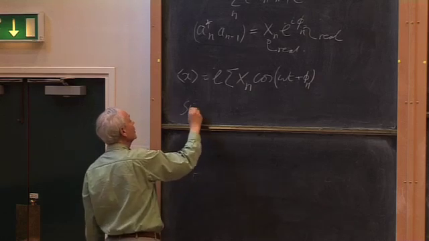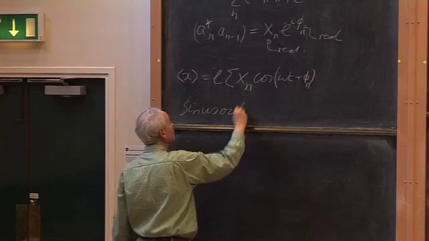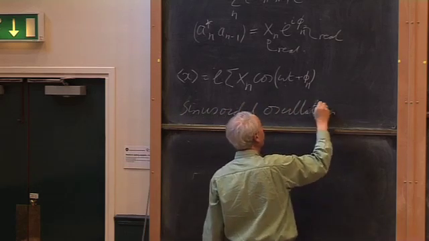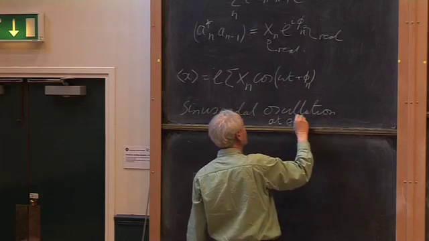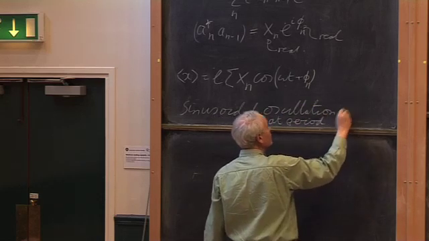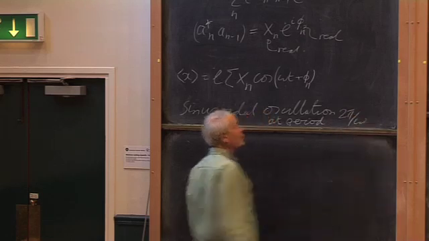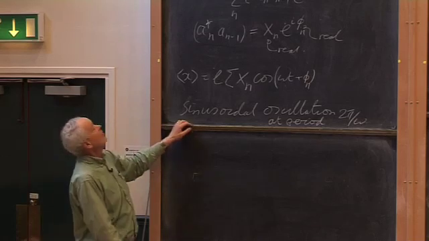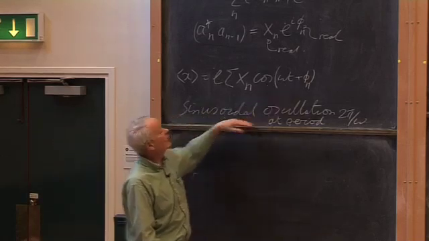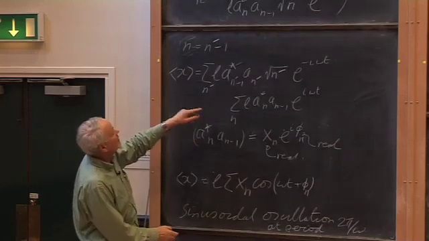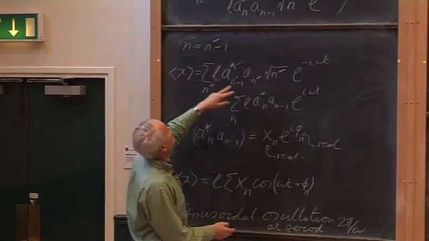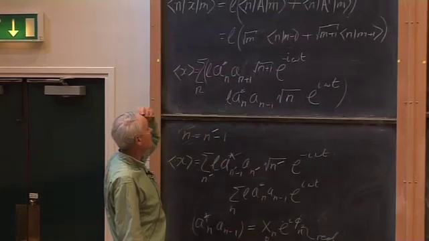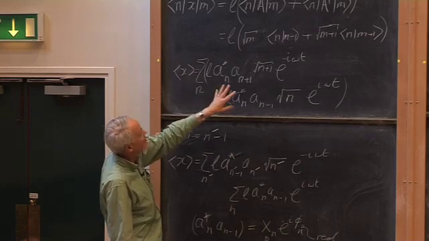We have indeed sinusoidal oscillation, at period 2 pi over omega n. In other words, we have in fact recovered classical physics, the classical motion. So the motion at this frequency occurs because of interference, quantum interference between states. So these terms we've got are quantum interference between states of different energy.